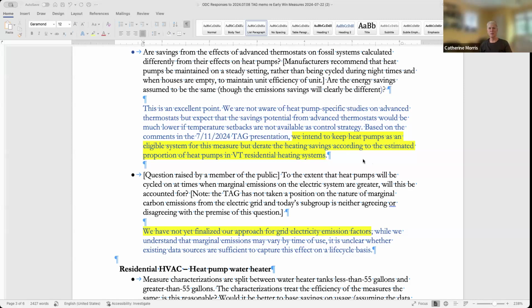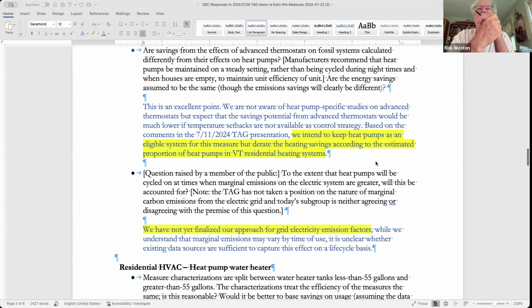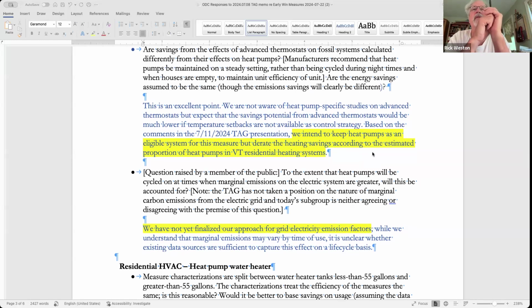I'm not sure Matt, your question has been satisfied in terms of whether or not we understand the response. We're not aware of heat pump specific studies on advanced thermostats, but expect that the savings potential would be much lower if temperature setbacks are not available as a control strategy. Okay, they're going to make this a strategy for heat pumps, but they're going to derate the heating savings according to the estimated proportion of heat pumps in Vermont residential heating systems.